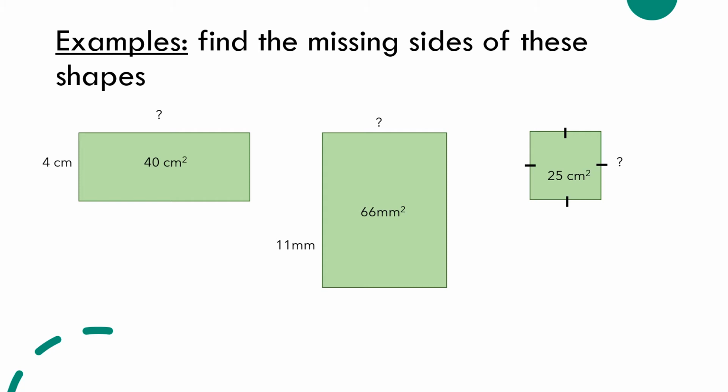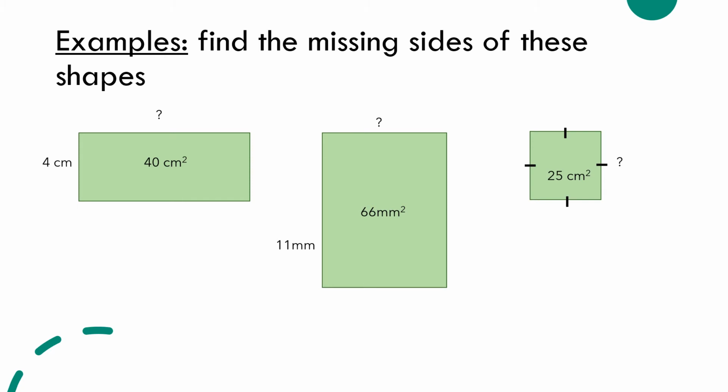We're now going to work in reverse. So these are examples, give you the area and one of the sides, and we need to think about what the missing side would be. For instance, for the first one, we're told the width is 4, but we don't know the length. However, we do know that the area is 40, and we know to find area, we do length times width. So 4 times something is equal to 40. The something must therefore be 10.